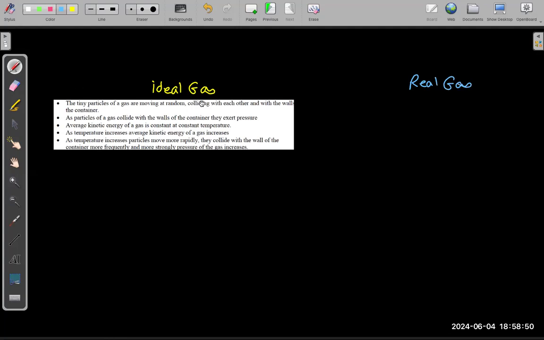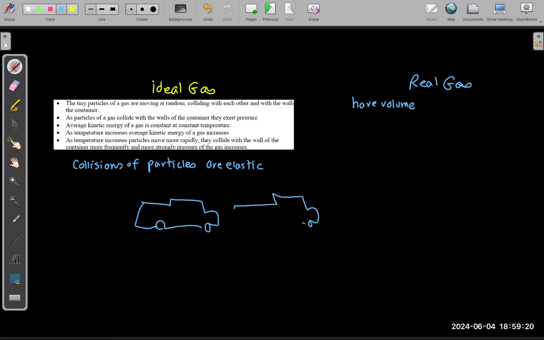They are not tiny or point masses. They have volume, even if this volume is a little bit small. The second thing is that the collisions of the particles here are elastic. You know in physics that when the collision of particles is elastic, it means that there is no loss of energy. When this car hits this car and there is an elastic collision, then there will be no loss of energy, and this does not happen in reality.